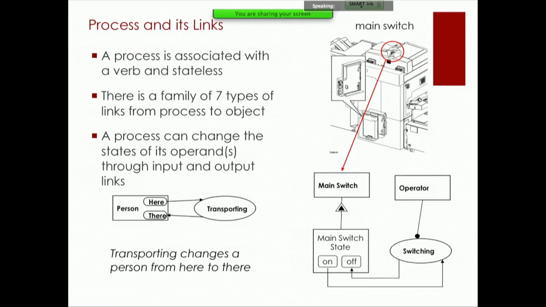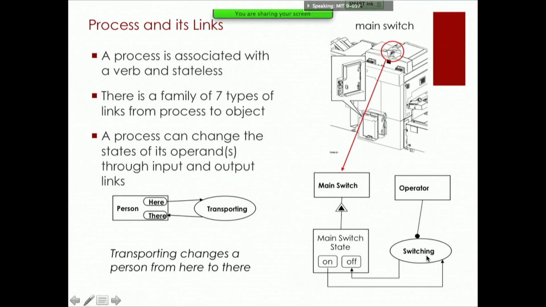So we can then put these together, objects and processes. Here's an example of a machine. This happens to be like a printer or copy machine. It has a main switch. The main switch has an attribute called main switch state, which can be on or off.